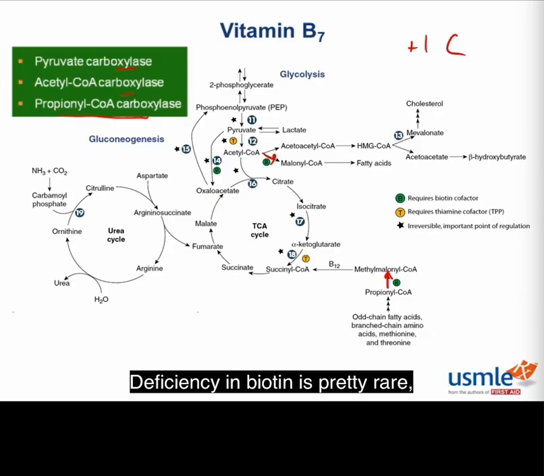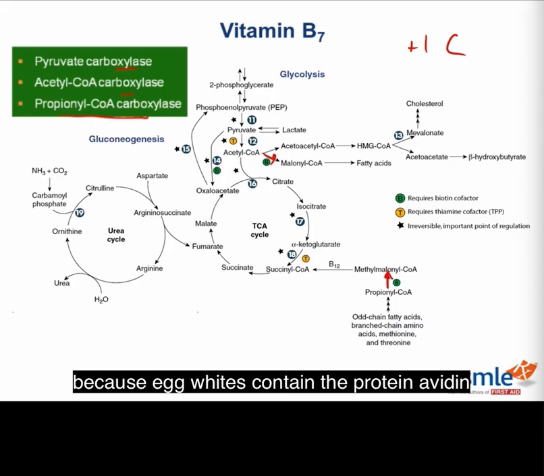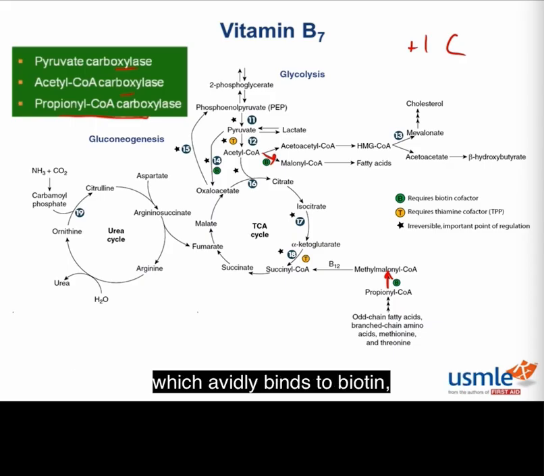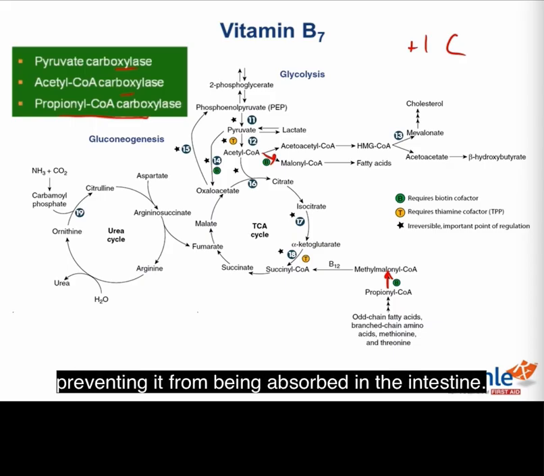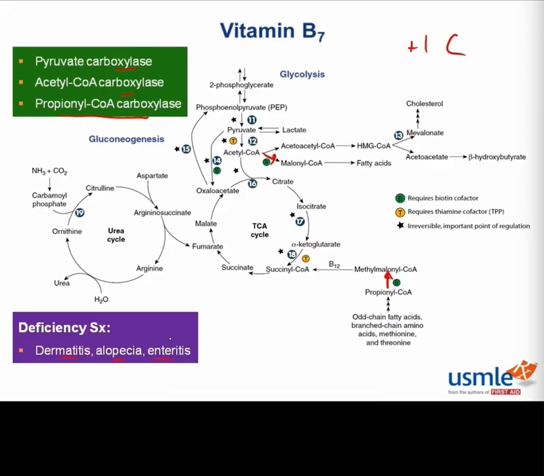Deficiency in biotin is pretty rare, but it can be caused by antibiotics and raw egg ingestion, because egg whites contain the protein avidin, which avidly binds to biotin, preventing it from being absorbed in the intestine. Symptoms of biotin deficiency include dermatitis, alopecia, and enteritis.